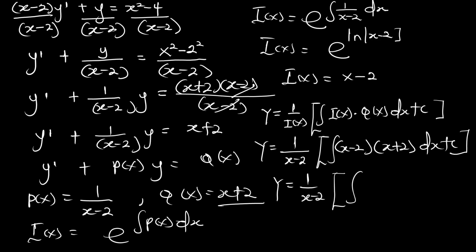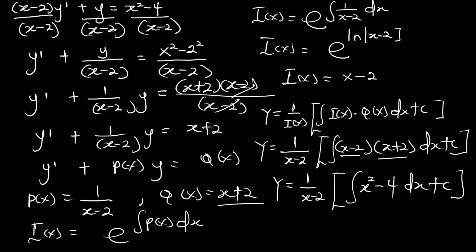You can just distribute. You can multiply x by x plus 2 and negative 2 by x plus 2, then you integrate. Or we have x minus 2 here and x plus 2 here, so it's obvious that this is going to give us a difference of two squares. So by just inspecting, I know that this is going to give me x squared minus 4, plus c.